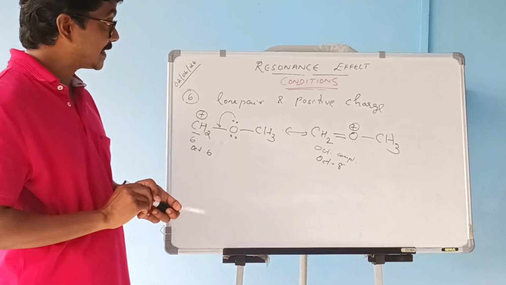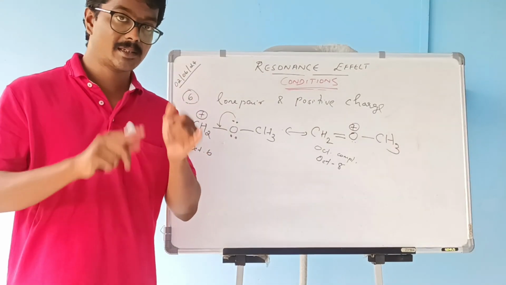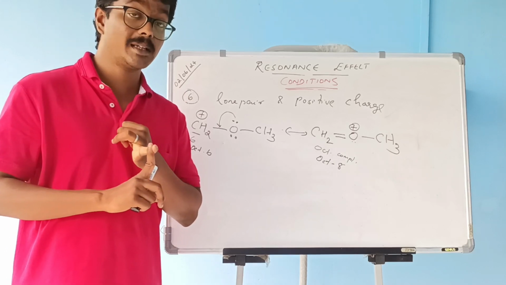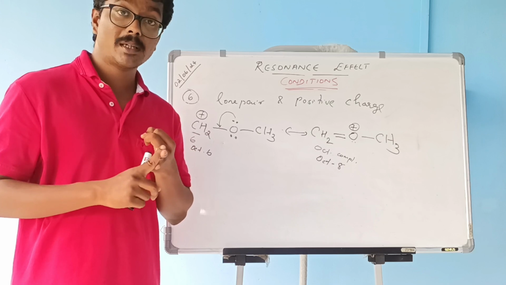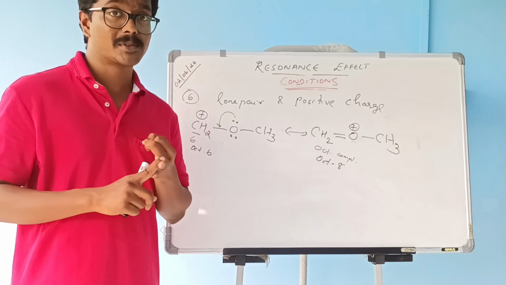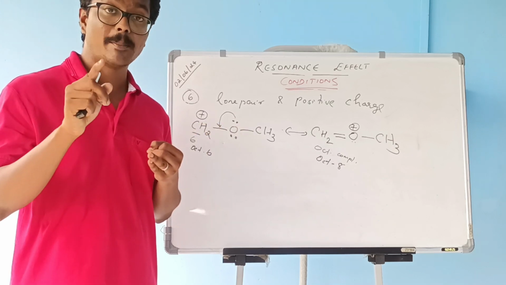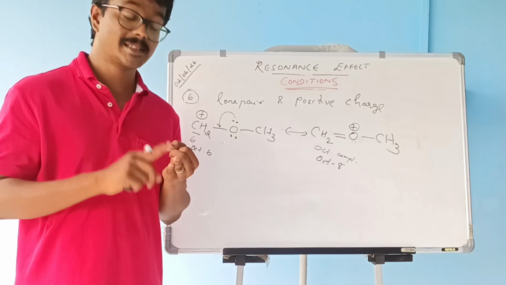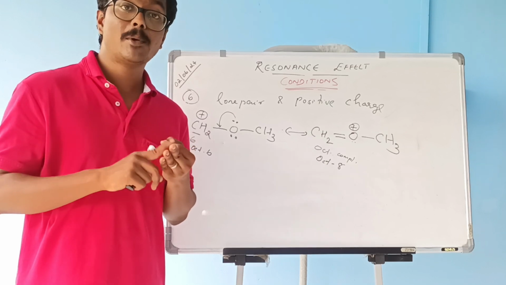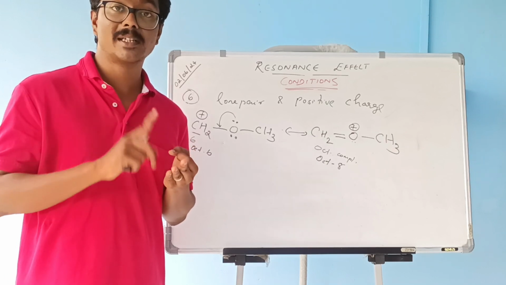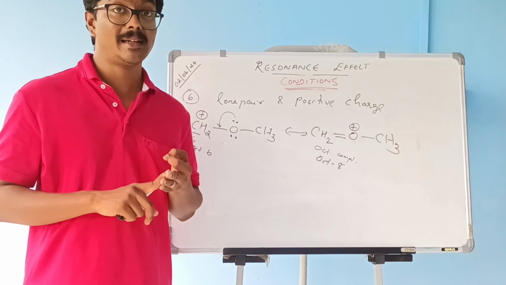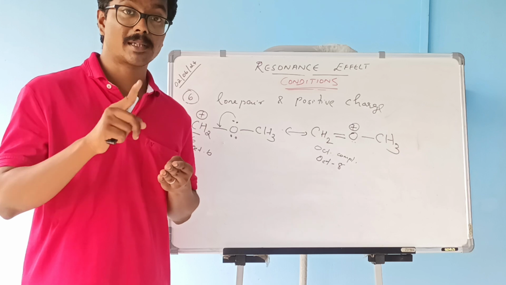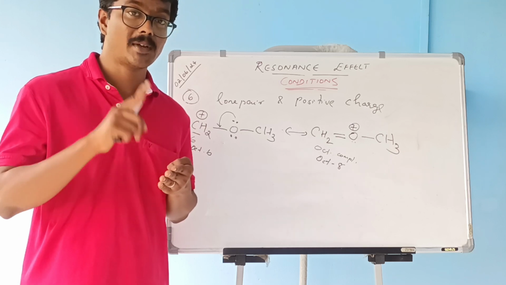So we have discussed six conditions. The first one is pi bonds in alternative position, for example a benzene ring. Second, a pi bond and a lone pair of electrons in alternative position; we took the example of an amino group attached to a vinyl or double bond conjugated system. The third is a pi bond and positive charge in alternative position; we considered the example of allyl carbocation. And a pi bond and a negative charge in alternative position; we considered the example of allyl carbanion.